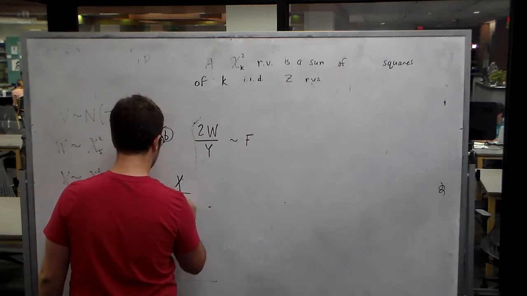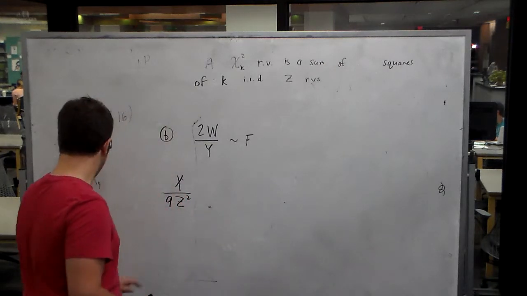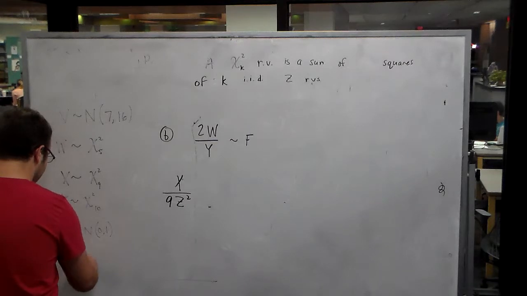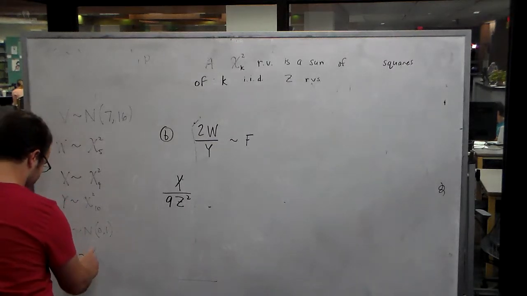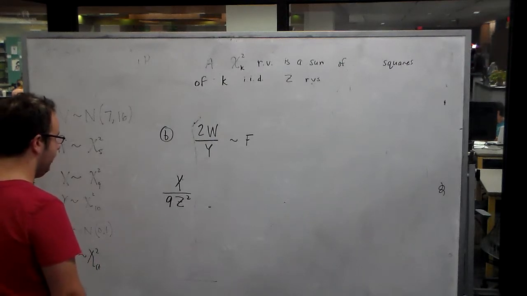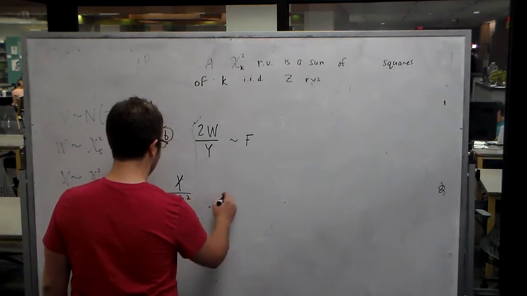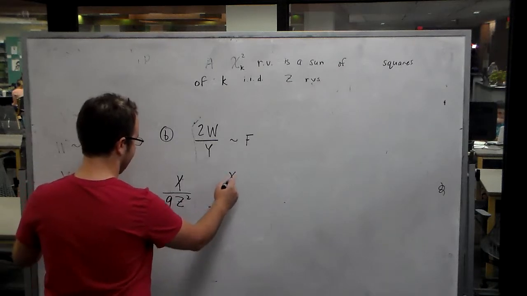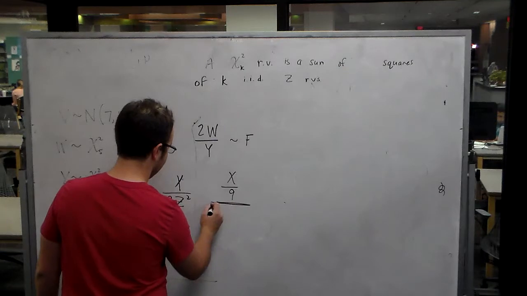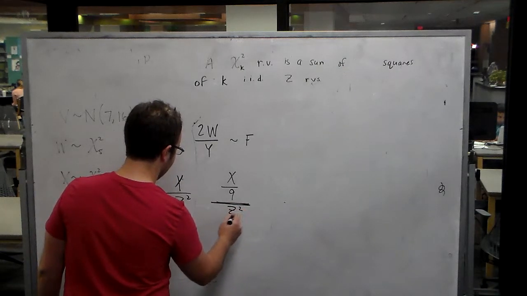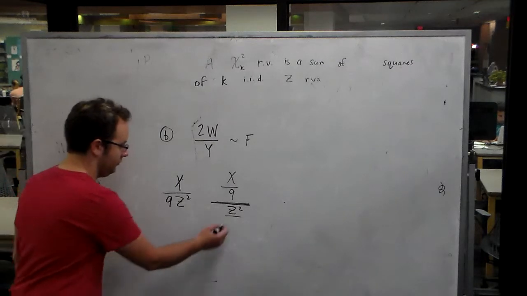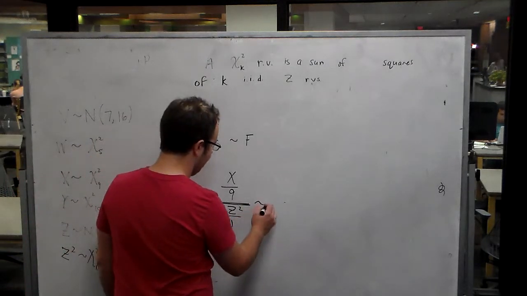X over 9Z squared. What would Z squared be? Let's just write it down here on our table. Z squared would be what distribution? It's a chi-squared distribution with 1 degree of freedom, right? Exactly, 1 degree of freedom. So, let's start with X over its degrees of freedom, X over 9, divided by Z squared over, well, how many degrees of freedom does Z squared have? 1. What would this be? This would be distributed how?